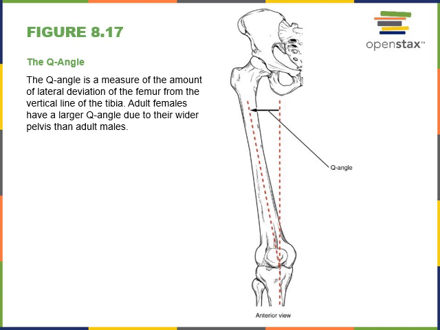Q angle is another feature that's different between the female and male pelvis, because the angle of the acetabulum points further inferior in men and more lateral in women. The Q angle is the angle between the straight line up from the tibia and the line parallel with the diaphysis of the femur. This angle here is larger in women because of the wider pelvis.